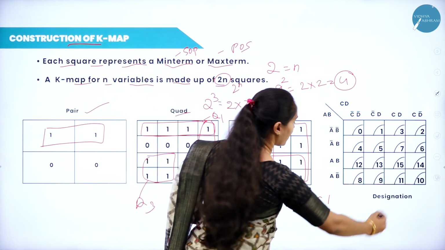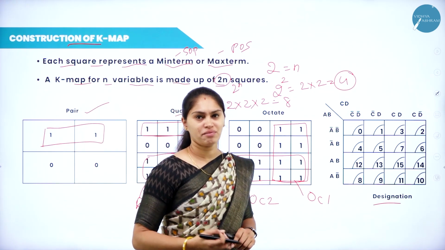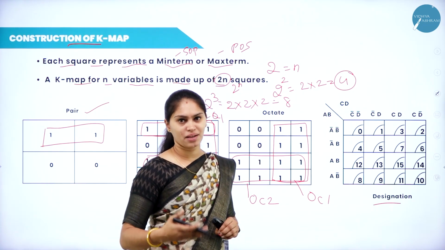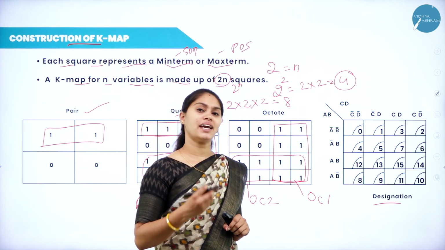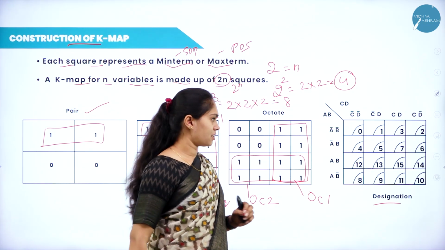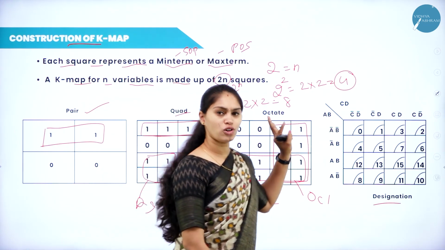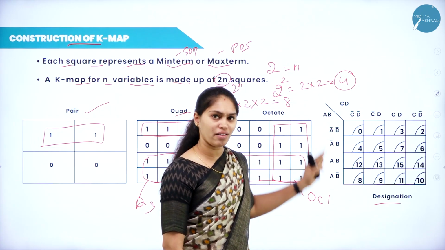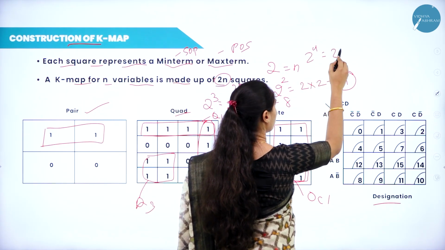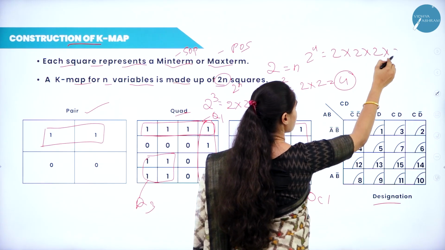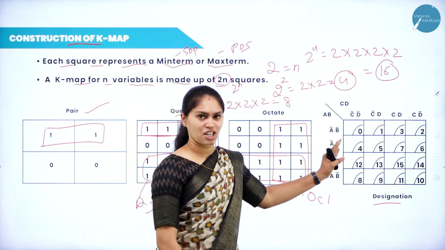We'll see the next important point, that is designation. Already we got to know the designation like M0, M1, M2. If it is 4 variables, designation goes from 0 to 15. If it is 3 variables, we are going to have 0 to 7, isn't it? Now how are we going to find the designation? For example, here I have 4 variables called A, B, C, D. If it is 4 variables, how many cells am I supposed to take? 2 power 4. 2 2s are 4, 4 2s are 8, 8 2s are 16. That means I need to take 16 cells for my K-map representation here.